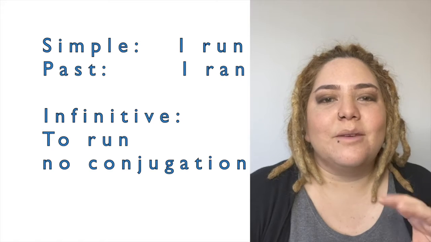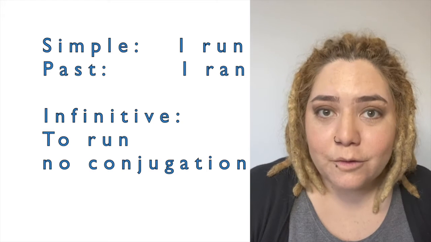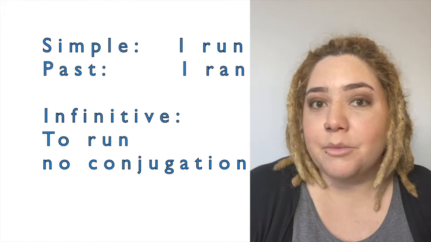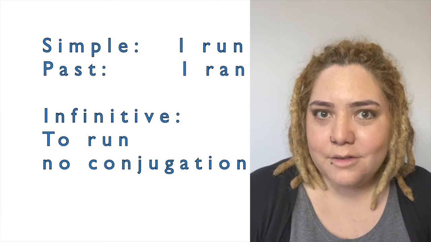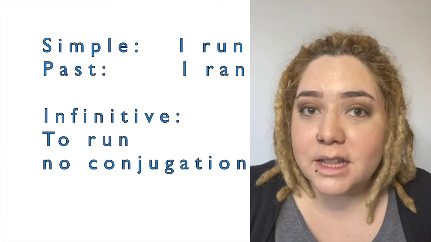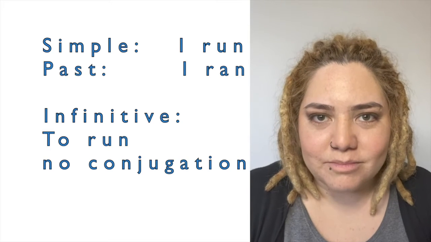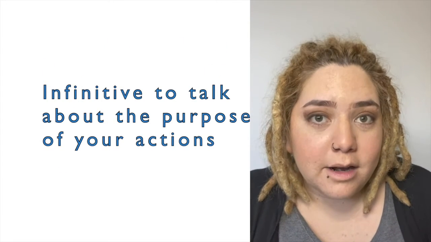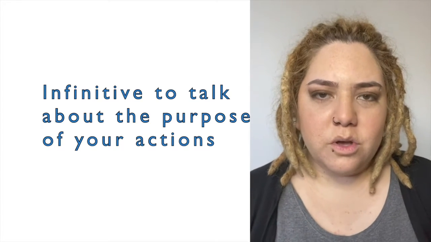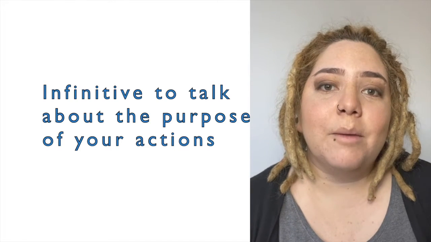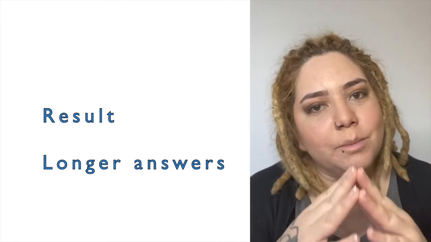Remember that in English we have different forms of the verb. We have the simple form, for example, I run. We have the past form, I ran, for example. And we have the infinitive form, which is to run, without conjugation, okay? You have the simple form, run, and the infinitive form, to run. So we are going to use the infinitive to talk about the purpose of our actions. In this way, your answers will be longer.